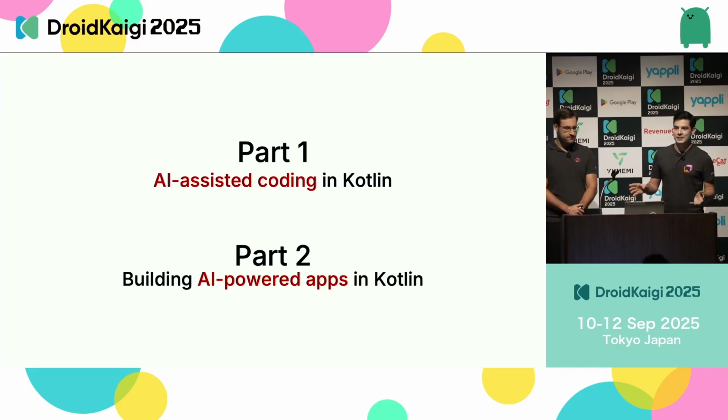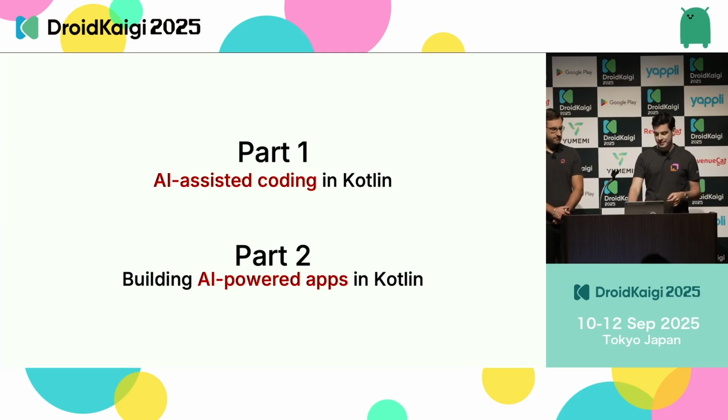This talk will explore Kotlin and AI in two parts. In part one, we'll see how AI can help you write Kotlin code for any application. And then in part two, we'll look at building AI-powered applications in Kotlin using the Koog agentic framework from JetBrains.